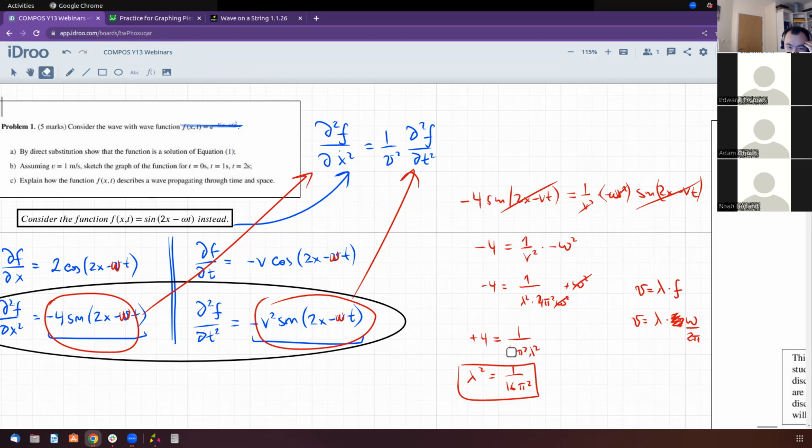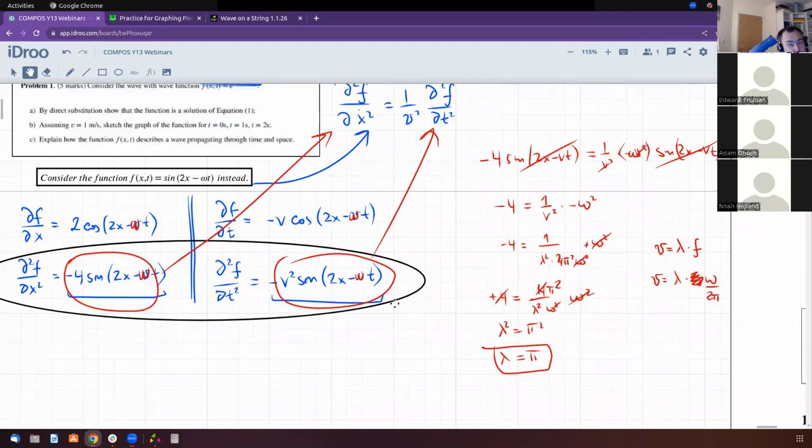So sorry about that. So that's going to be 4 is equal to 1 over v squared. So lambda squared omega squared over 4 pi squared. Omega squared, omega cancels. And we have a much nicer 4 cancels. We've got lambda squared equals pi squared. Basically, lambda is equal to pi. Okay. The wavelength is equal to pi.